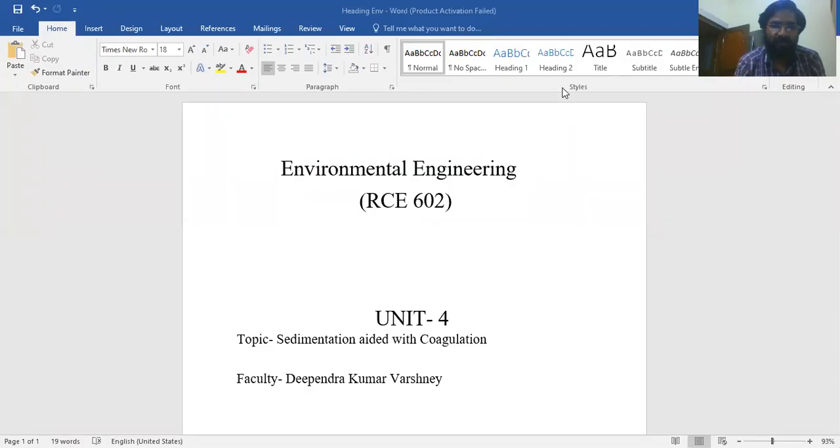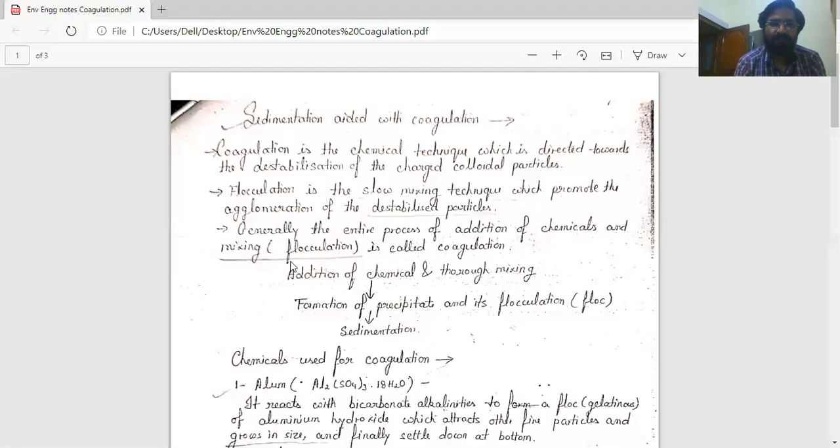Today's topic is sedimentation added with coagulation. Sedimentation added with coagulation means the process of settling down the particles in the sedimentation tank with the help of chemicals. So this process is known as sedimentation added with coagulation.